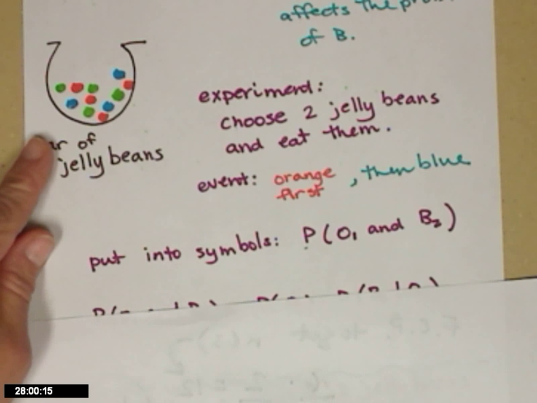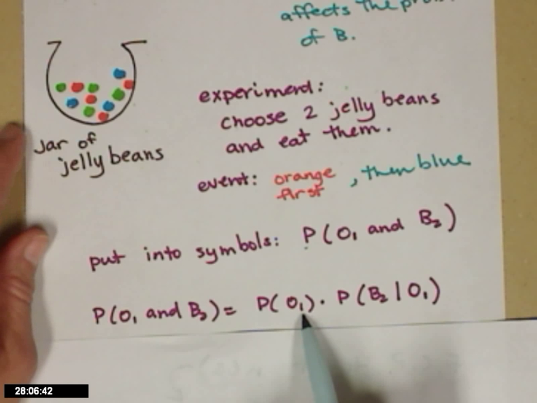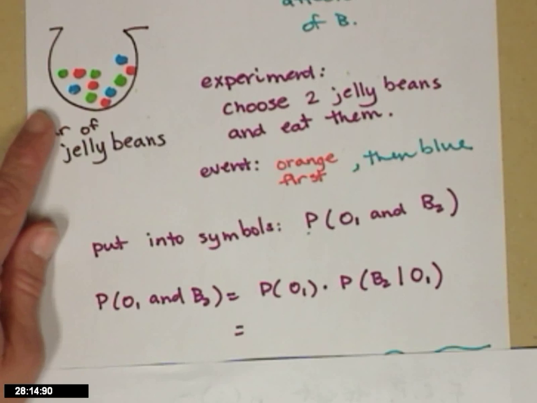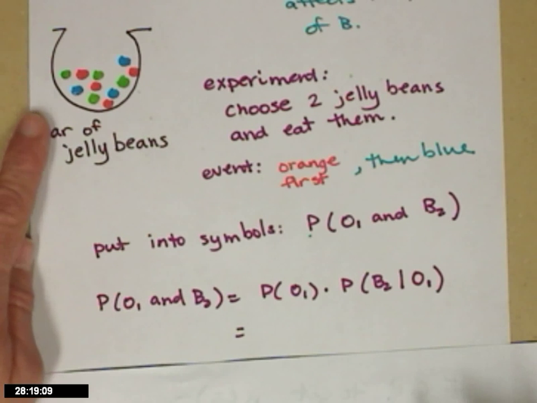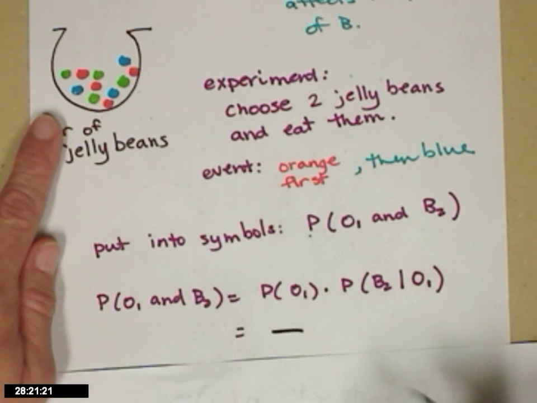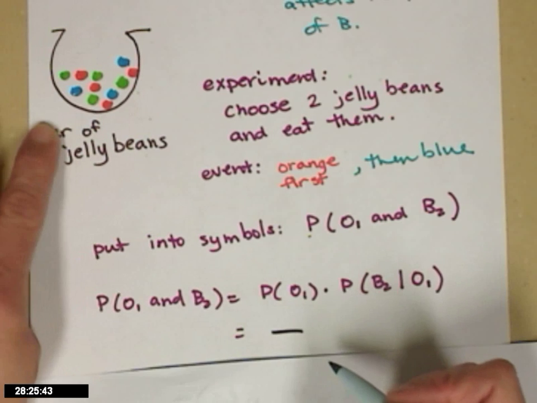So using our multiplication property, the probability of getting an orange one first times the probability of getting a blue one second given we had an orange one first. So let's see. What's the probability of getting an orange one first? Remember, it's going to be a fraction. So I need to know the total number of jelly beans in here.